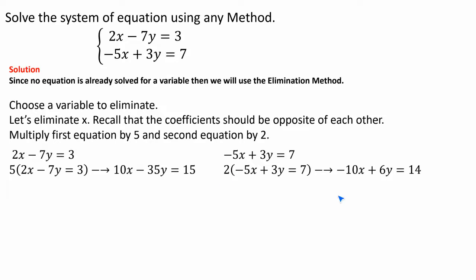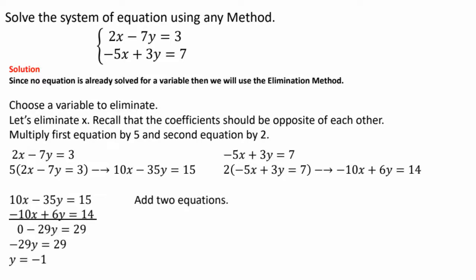So now notice that one has a positive 10x and the other has a negative 10x. So they have the same coefficient with opposite signs, so they're opposites of each other. So I can proceed with the elimination method by adding them together. I'm going to list them here. This is my first one and my second one. So 10x minus 10x is 0. -30y plus 6y is -29y. And 15 plus 14 is 29. Solve for y, so we end up with y is equal to -1.